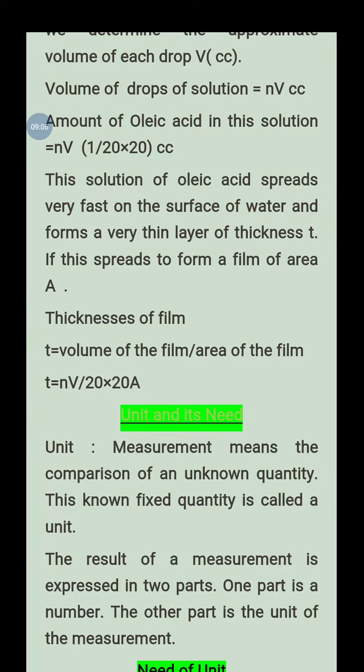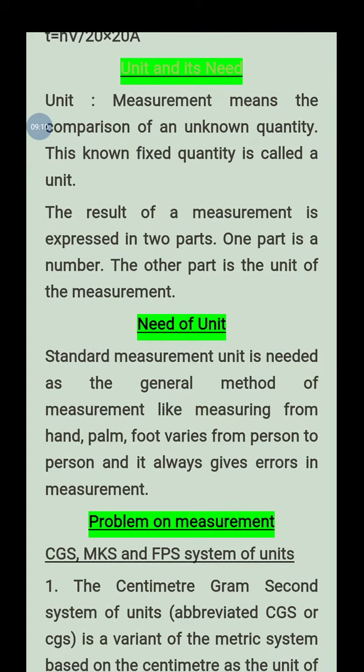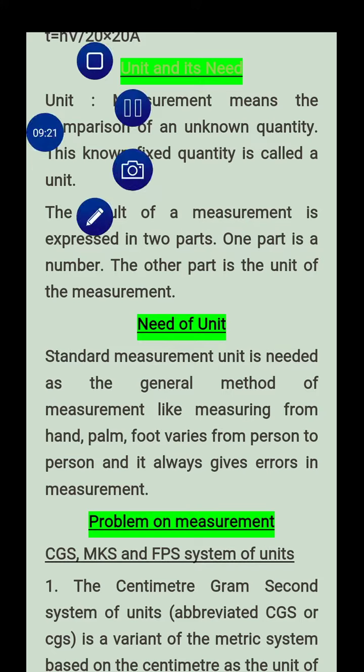Here's the process. I hope you can understand that. Okay, just pause the video and understand this, and if there are some difficulties, kindly comment in the box and I will make sure to help.